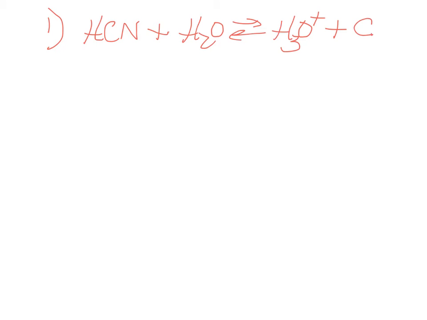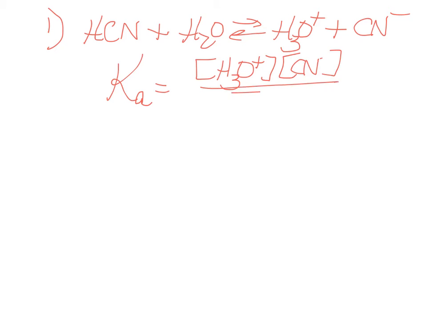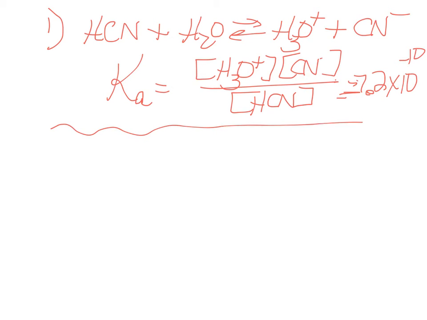But as always, the first thing you want to do is write out the equilibrium that occurs between the weak acid and water, hydronium ion and conjugate base, and then the expression for Ka. And they gave us Ka in this problem, and it is 7.2 times 10 to the minus 10. Very small Ka, but that's good. We'll be able to neglect x.